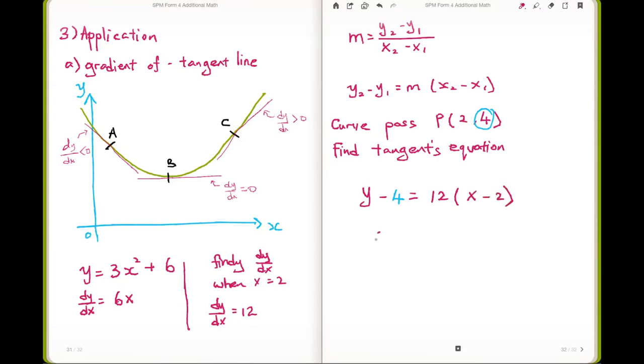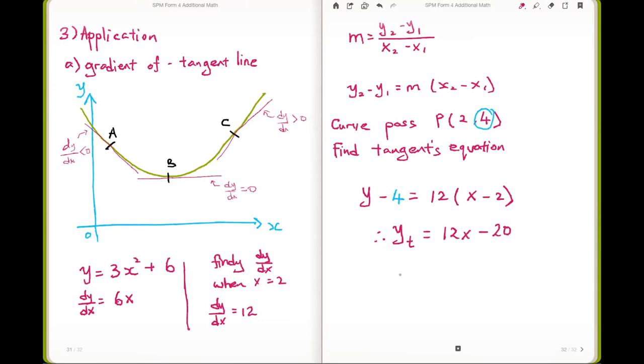Simplify this equation. Therefore my equation for the tangent, where subscript t represents tangent, will be equal to 12x minus 20. Quite easily done. This is how you make use of dy/dx to get an equation of the tangent.